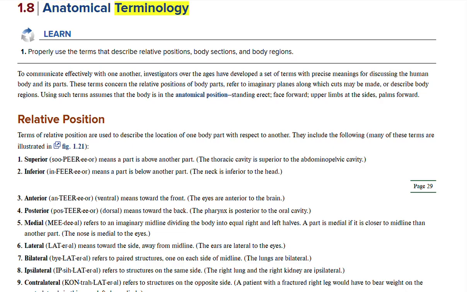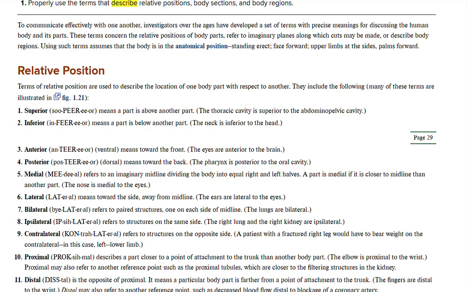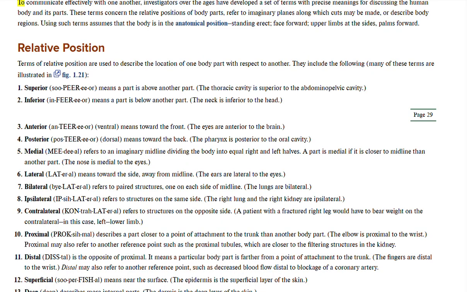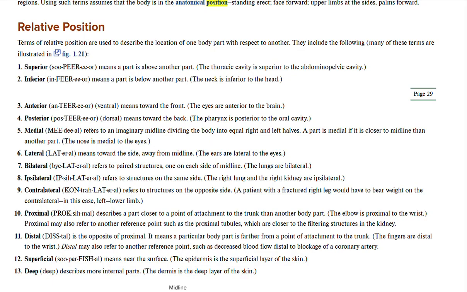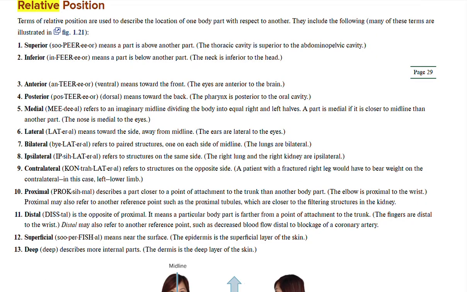1.8 Anatomical terminology. Learn. Properly use the terms that describe relative positions, body sections, and body regions. To communicate effectively with one another, investigators over the ages have developed a set of terms with precise meanings for discussing the human body and its parts. These terms concern the relative positions of body parts, refer to imaginary planes along which cuts may be made, or describe body regions. Using such terms assumes that the body is in the anatomical position: standing erect, face forward, upper limbs at the sides, palms forward.